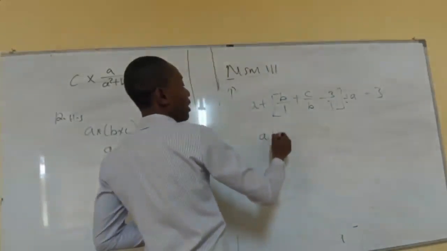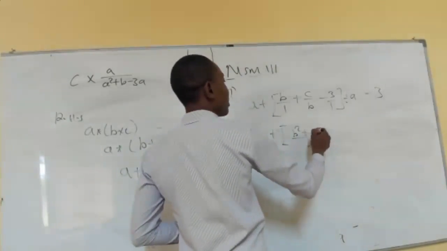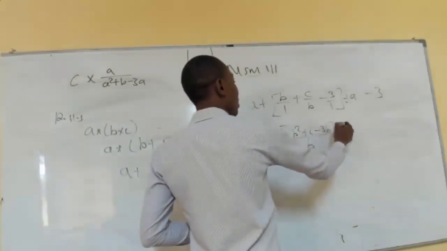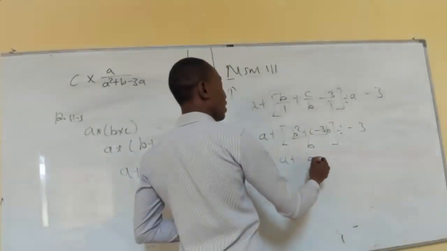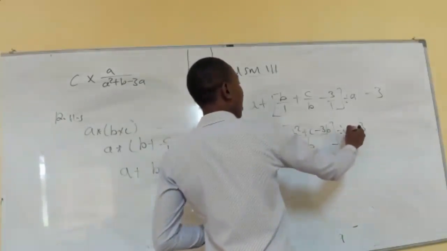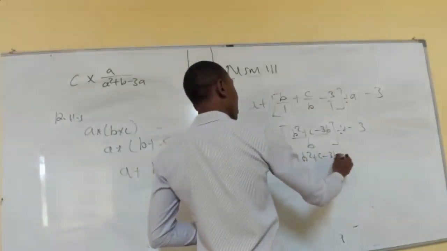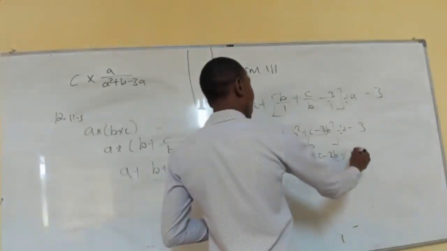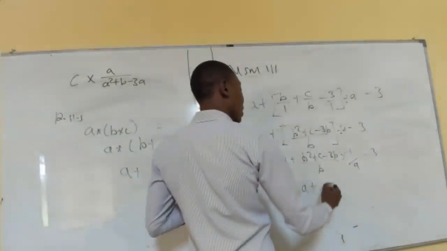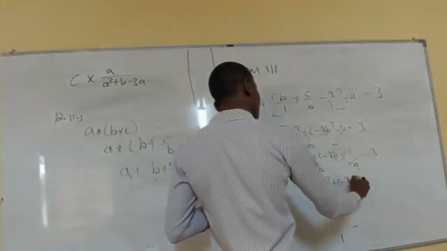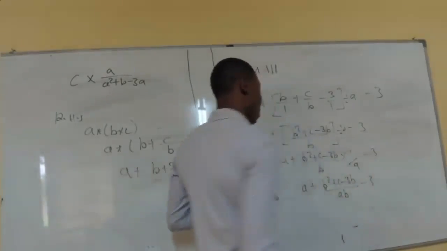Then we have A plus, common denominator is B, so we have B squared plus C minus 3B, divided by A, minus 3. Then we have A plus B squared plus C minus 3B over B, multiplied by 1 over A, minus 3. So we now have A plus B squared plus C minus 3B over AB, minus 3, alright?